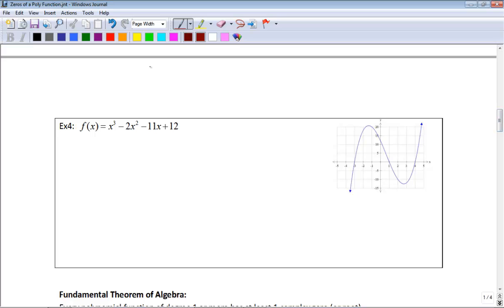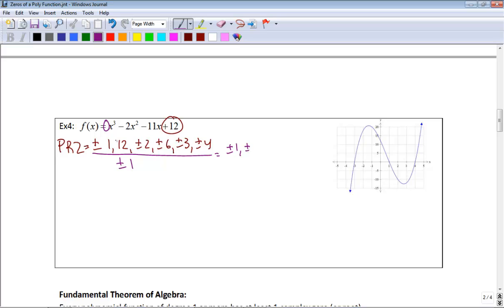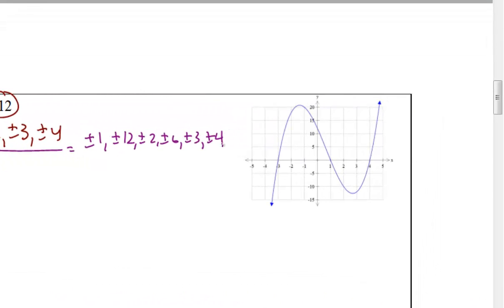Step 1, list your possible rational zeros. So my possible rational zeros are equal to plus or minus, let's see, 1 and 12, 2 and 6, 3 and 4. All of these divide over plus or minus 1. So that actually equals plus or minus 1 over plus or minus 12, plus or minus 2, plus or minus 6, plus or minus 3, plus or minus 4. Take a look at your graph.